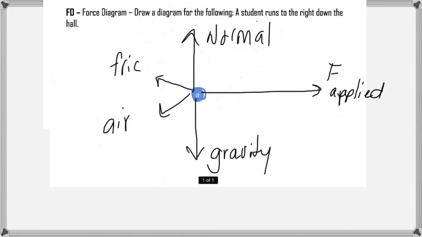Notice that the applied force is much bigger. It's bigger because the person is actually accelerating in a certain direction. And these guys are too tiny and puny to do anything. They're slowing them down, but if it wasn't for air resistance and friction, then the person would never be able to stop. So, there you go. Next.